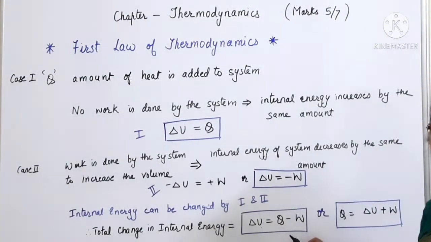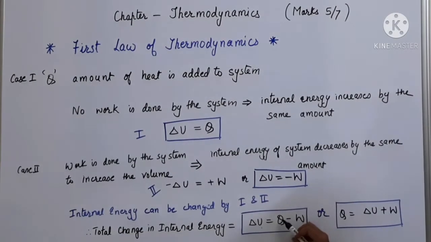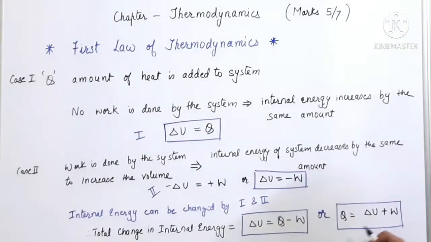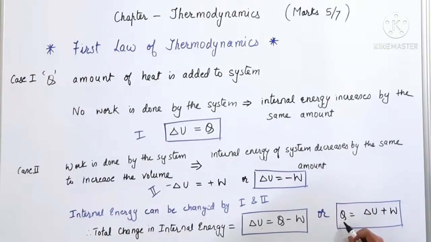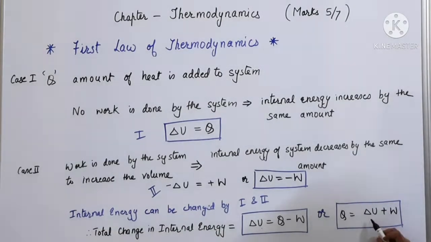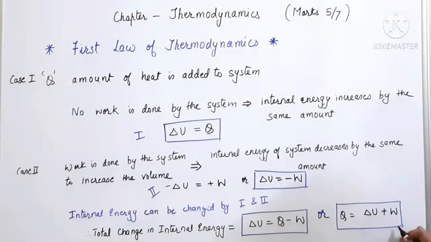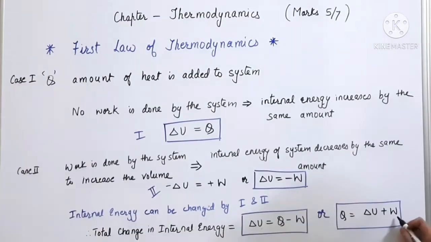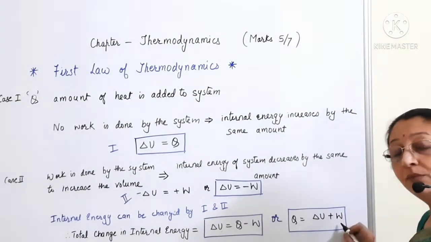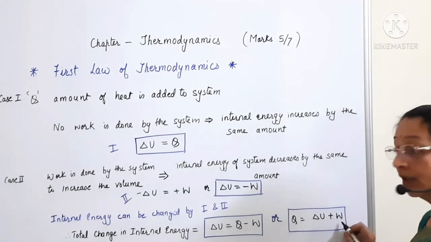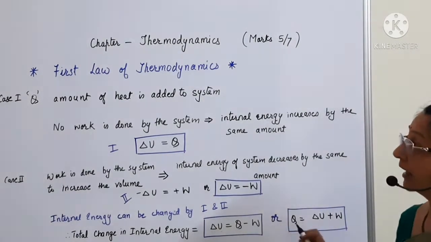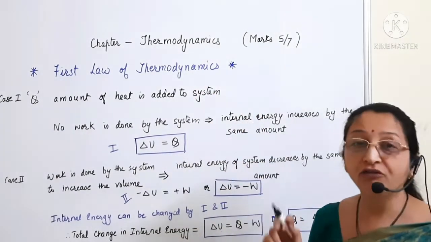Also, we can rearrange this equation, W we take on this side. So, Q is equal to delta U plus W. So, this equation means that if Q is the amount of heat added to the system, the internal energy of the system increases by delta U and the remaining is lost in the form of work W, work done by the system on the surrounding. So these both statements are the statements of the first law of thermodynamics.